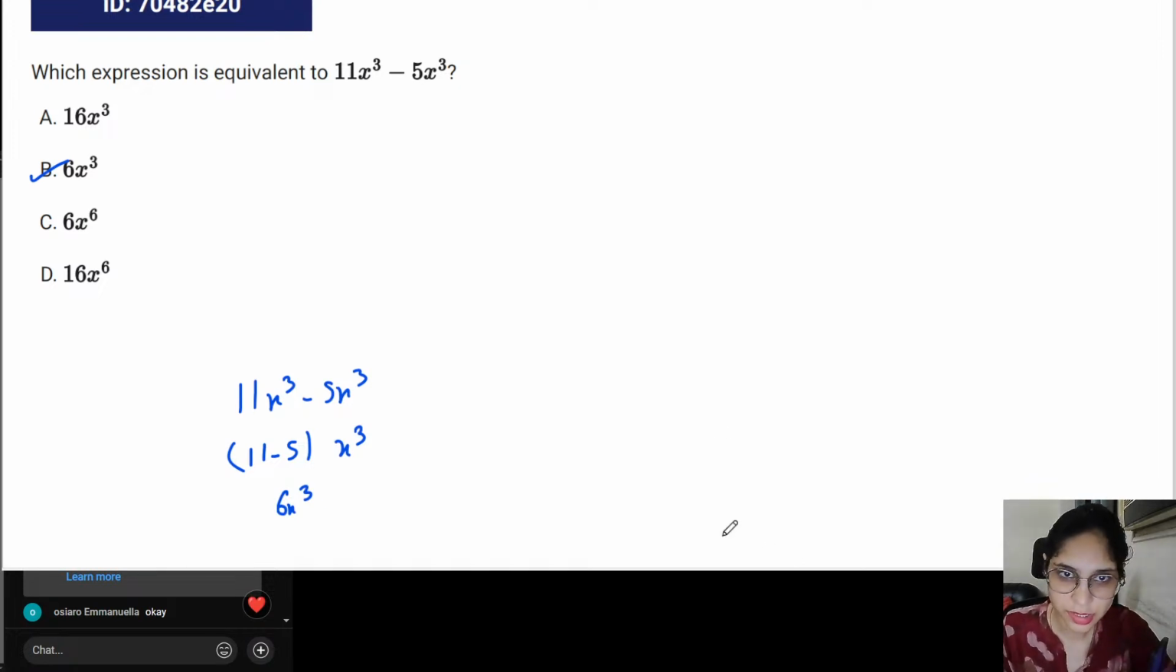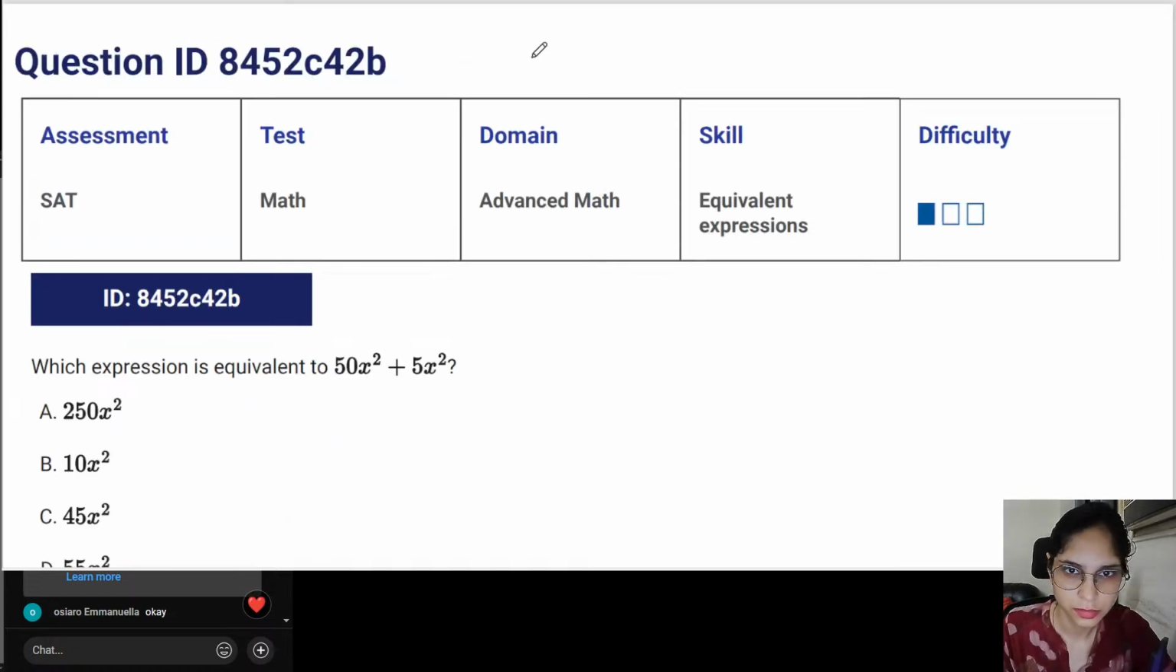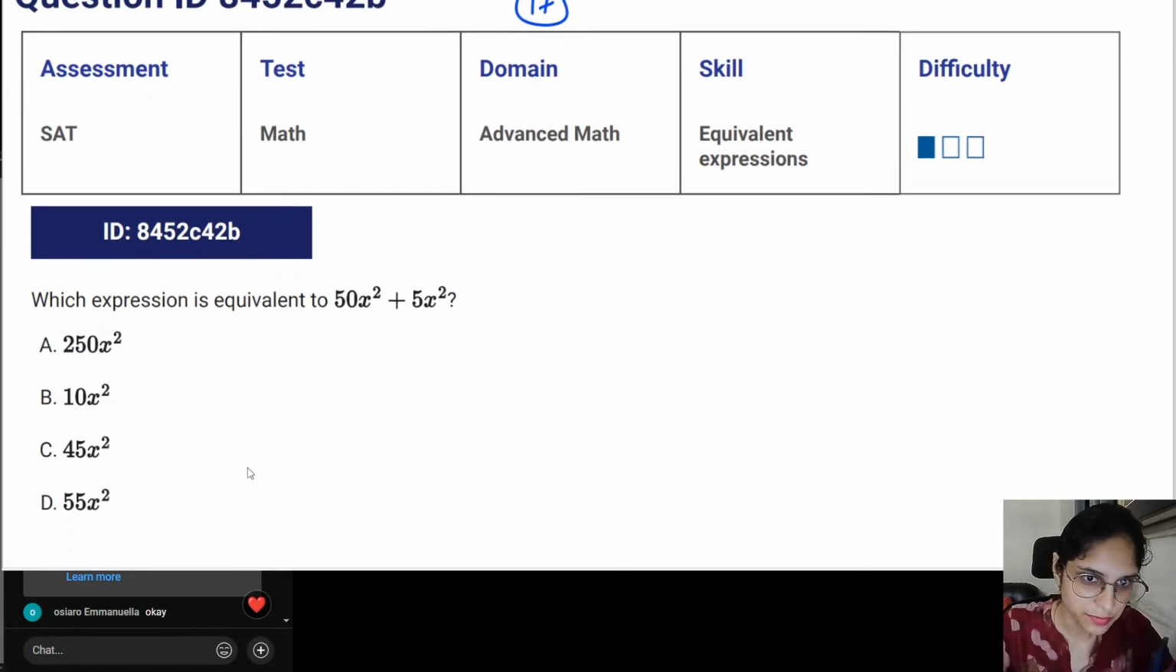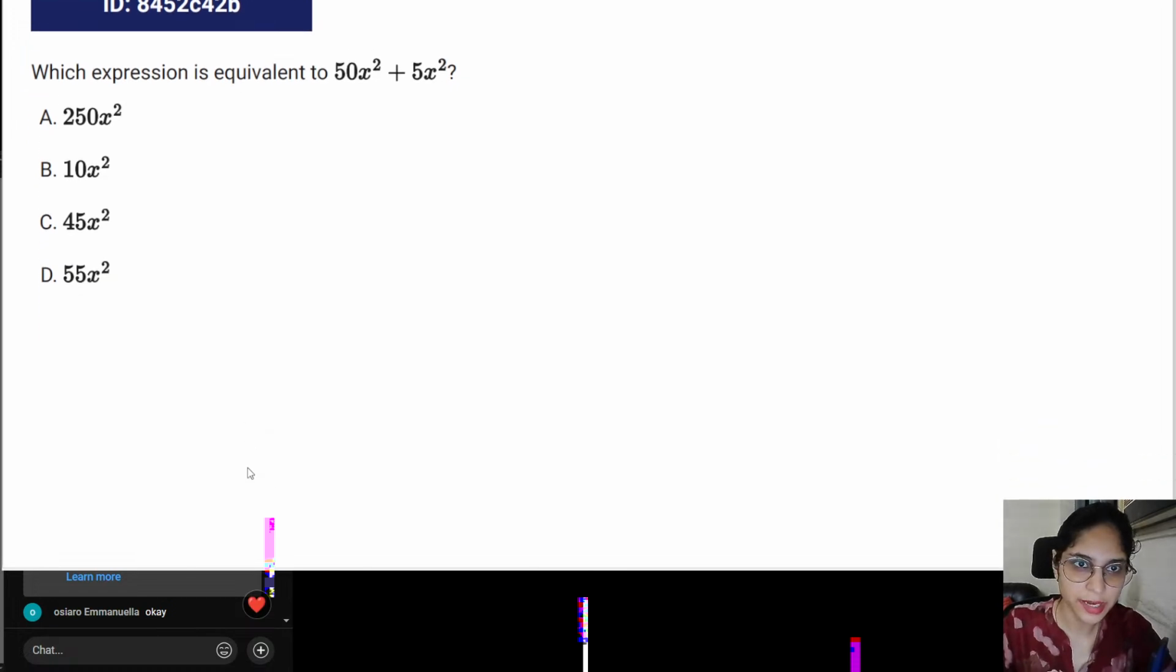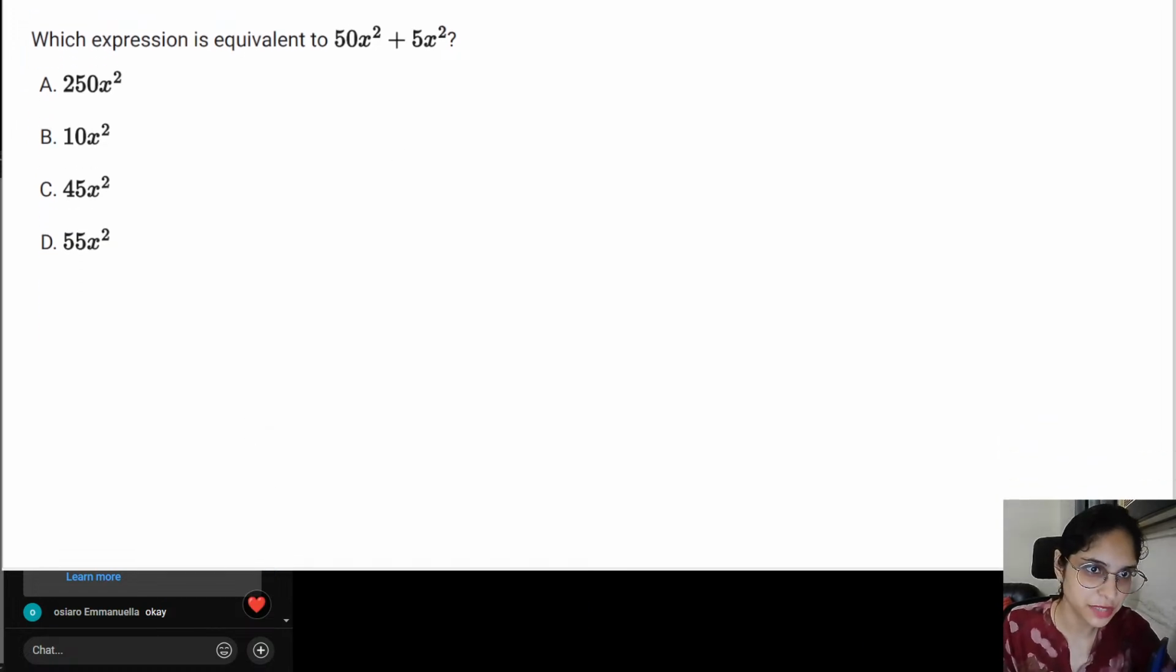Next is question number 17. Again, the same thing, 50x squared plus 5x squared. You're adding the polynomials. 50 plus 5 is 55. The answer is 55x squared.